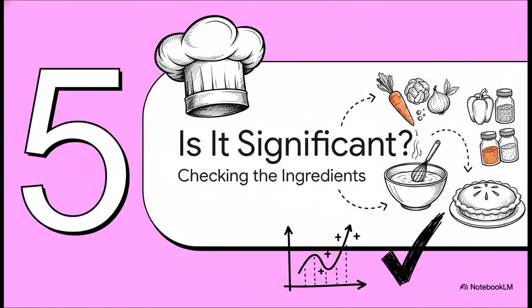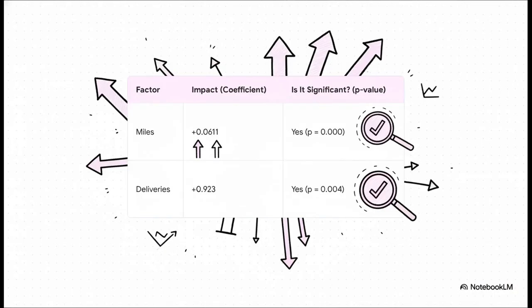Okay, so our model got a great overall score. But, just like with a good recipe, we need to check our ingredients. Is each variable we added truly making a difference? And this simple little table tells us everything we need to know. The impact column shows us how much each factor changes the travel time. But that last column, the one that asks, is it significant? That's the real key. And we figure that out using something called a p-value.